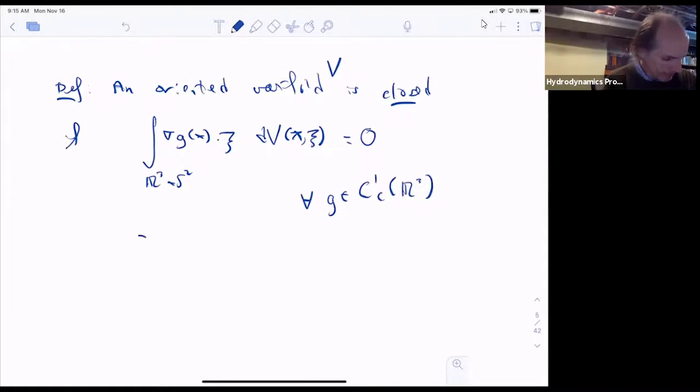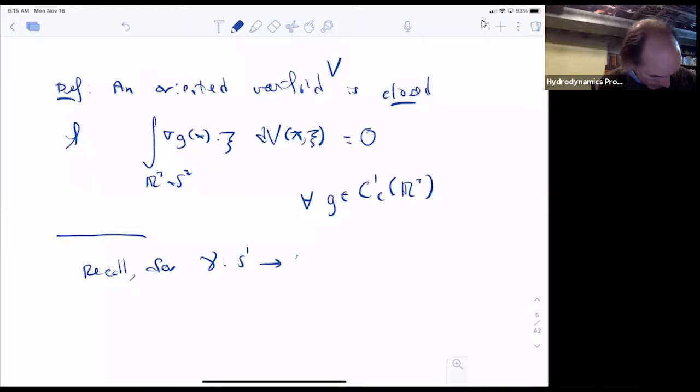And remember, let's go back to the Lipschitz curve to recall. For gamma from S1 to R3, we have a map gamma parameterized by S1, which is of course a closed curve, because it's parameterized by a map from the circle.